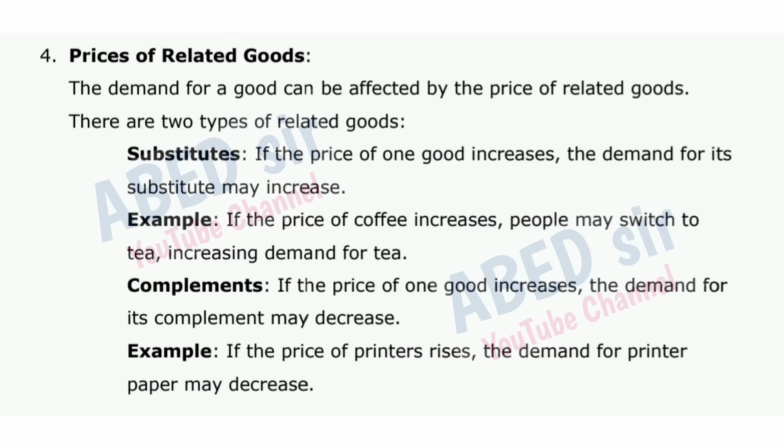4. Prices of related goods. The demand for a good can be affected by the price of related goods. There are two types of related goods: substitutes. If the price of one good increases, the demand for its substitute may increase. Example: if the price of coffee increases, people may switch to tea, increasing demand for tea. Complements. If the price of one good increases, the demand for its complement may decrease. Example: if the price of printers rises, the demand for printer paper may decrease.